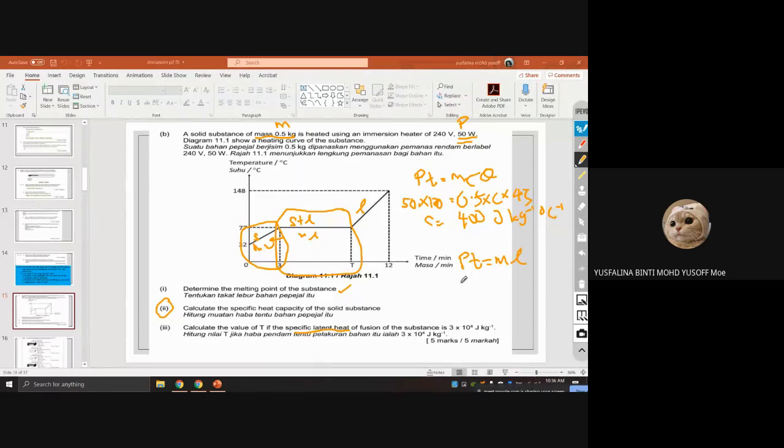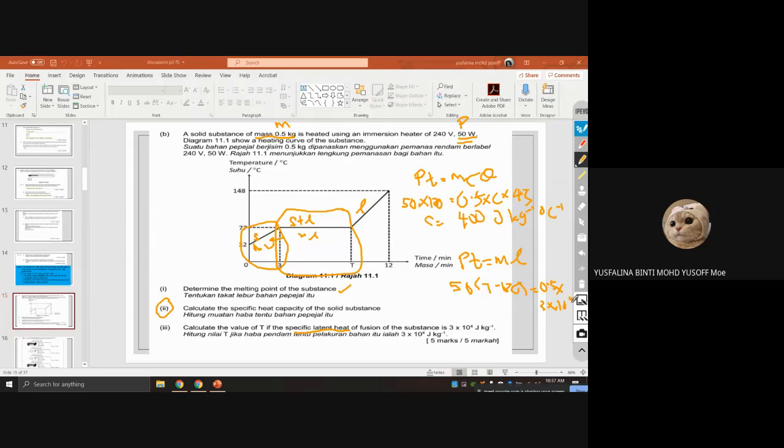The power here is 50. The time is T minus 3, because we only want to find this area, so the difference in time here is T minus 3. But this one you have to change to seconds, so T minus 180. Again the mass is 0.5, and L is 3 times 10 to the power of 4.